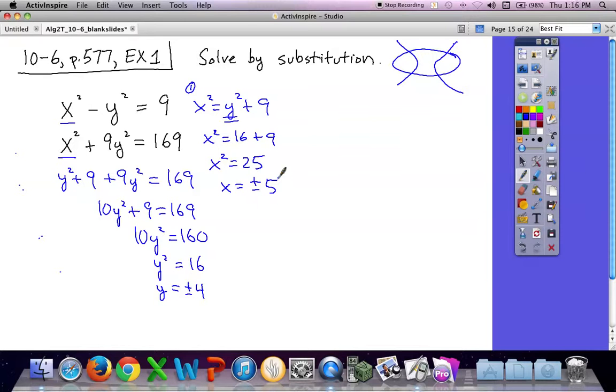That tells us that we have 4 points. We have the point 5, 4, if they're both positive. We have the point -5, -4, if they're both negative. We have 5, -4, and we have -5, 4. Because x and y can both have 2 values, we're going to have 4 points, which is kind of what we expected when we crossed a hyperbola with an ellipse.